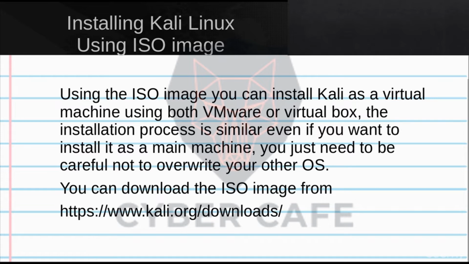This process of installing from the ISO image, you can use it with VirtualBox, you can use it with VMware, or when you want to install it as a main machine. The only difference is that when you're doing it as a main machine, you want to be careful not to overwrite your other operating system. For example, if you have Windows and you want to dual boot with Windows, then you want to make sure you don't overwrite Windows when you install Kali. But what I recommend, and what I'm going to be using, is installing it as a virtual machine, inside Windows or inside Linux.